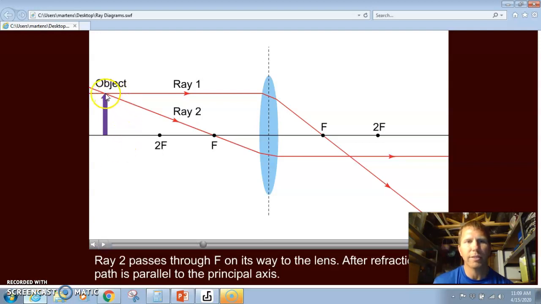Okay, so there is ray 2. Ray 2, you aim for the focal point. When you hit the lens, you come out parallel. So where those two cross then is where your image would be located.